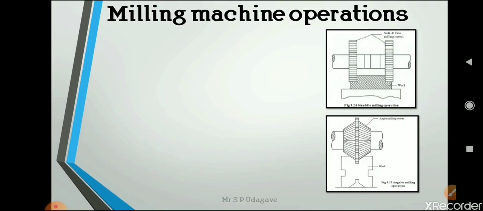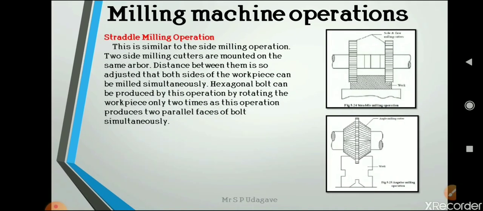The next type of milling operation is the straddle milling operation. You can see the figure. It is similar to the side milling operation. The only difference is that two side milling cutters are mounted on the same arbor with a specific distance maintained with the help of collars, and simultaneously we can mill both surfaces with the straddle cutter.